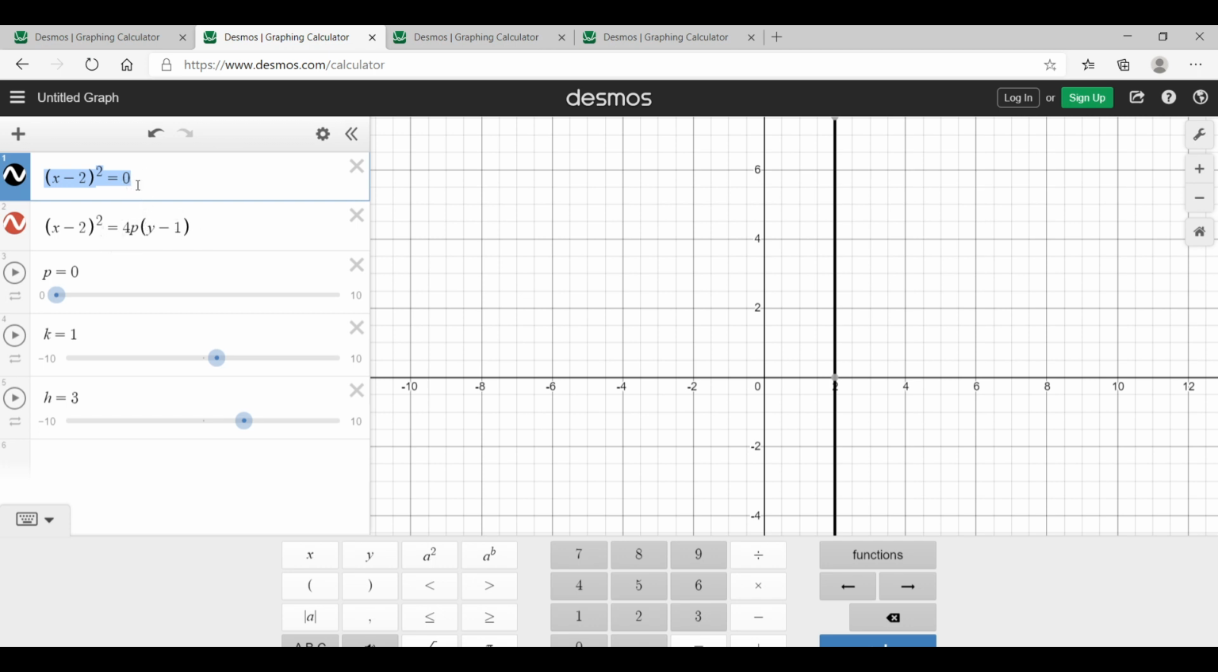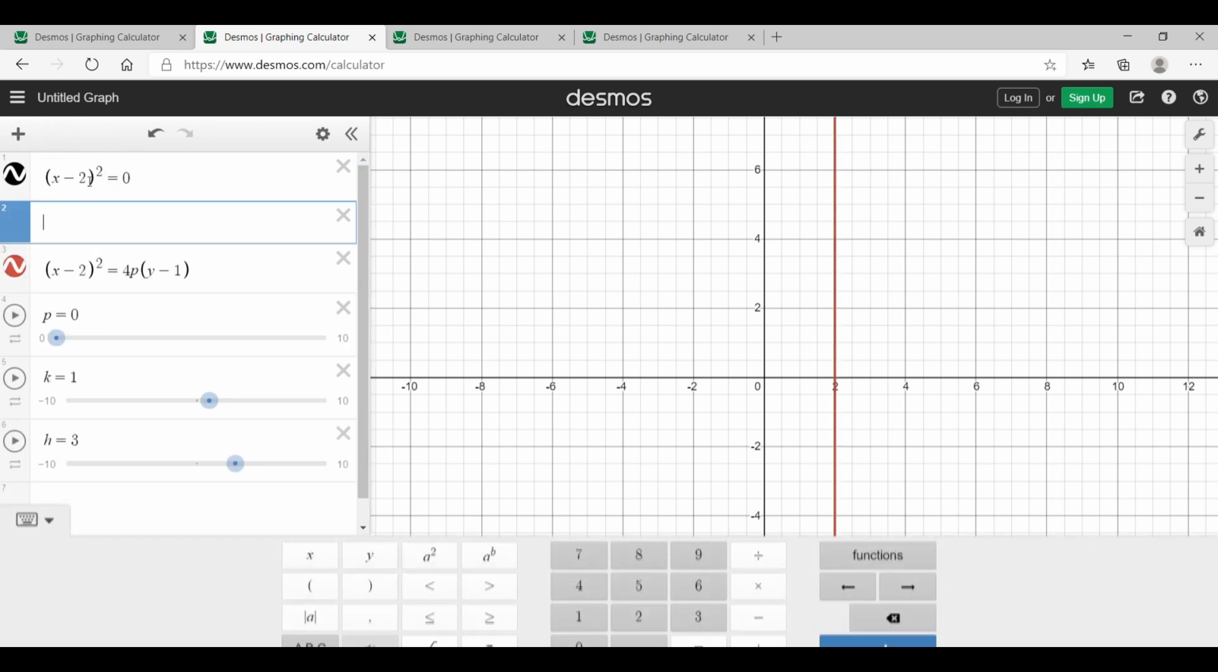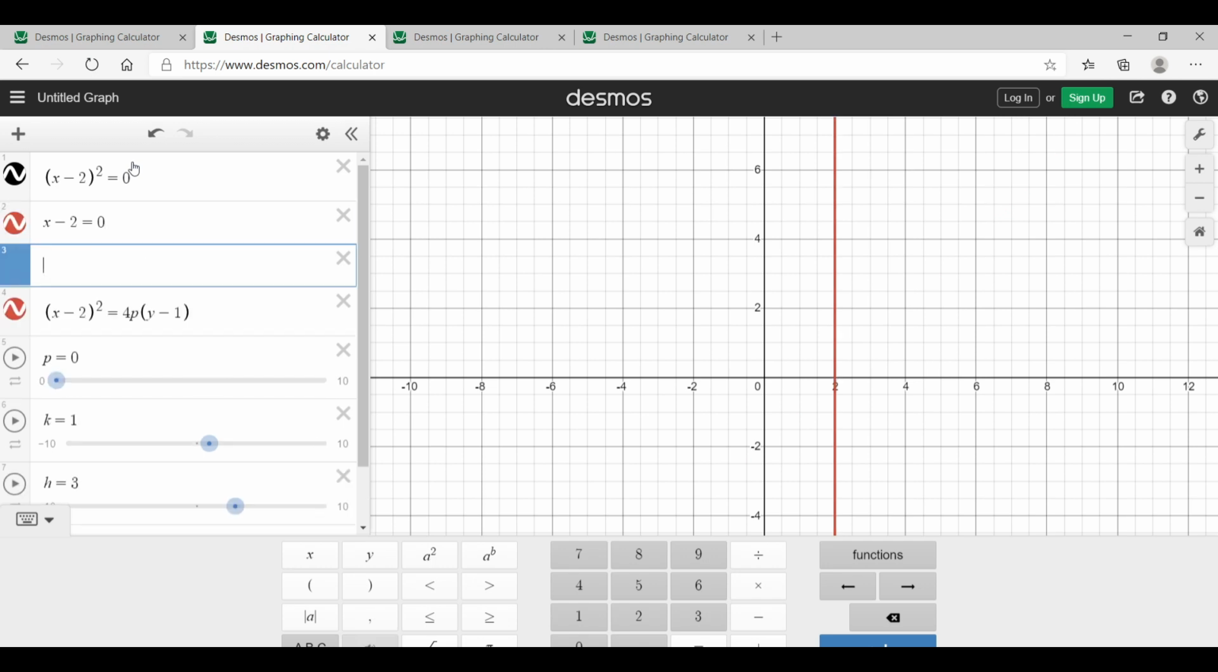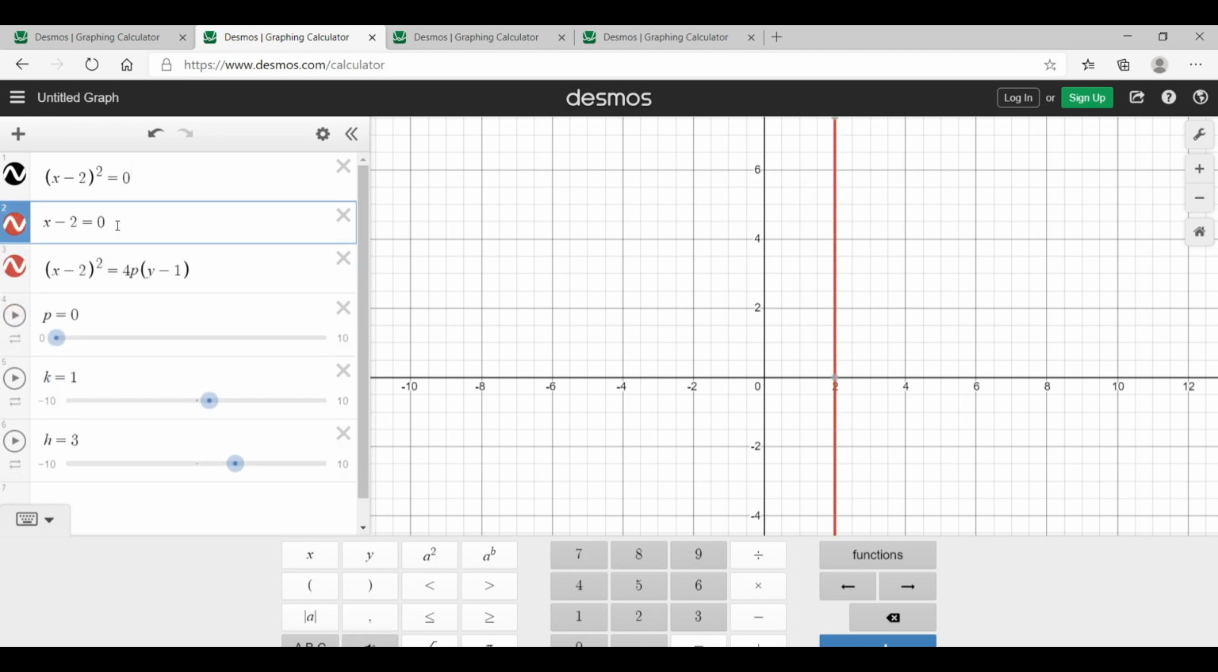It's just this one. Okay, and when you take the square roots on both sides, the square root of this one is just x − 2, and the square root of 0 is just 0. So that's, again guys, the axis of symmetry. So x − 2 = 0 is the axis of symmetry of this parabola. In short, when the parabola degenerates, it disappears and the graph becomes the axis of symmetry.